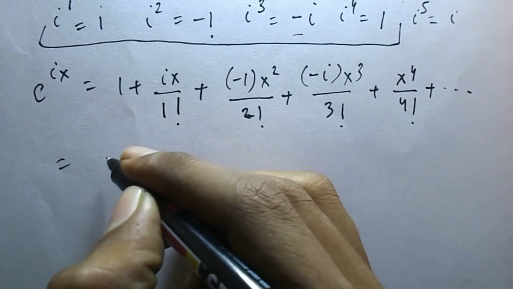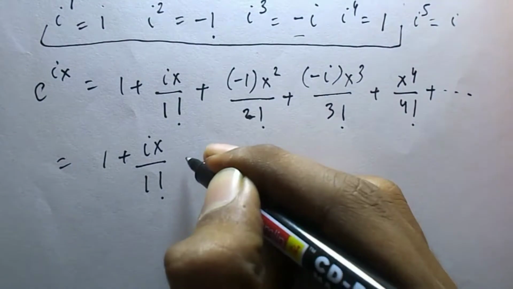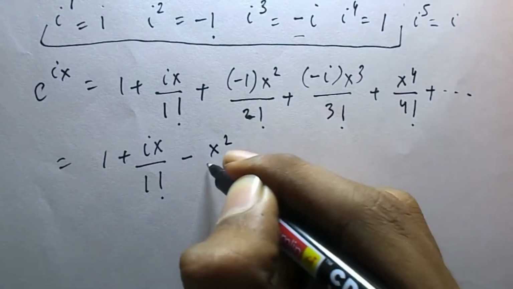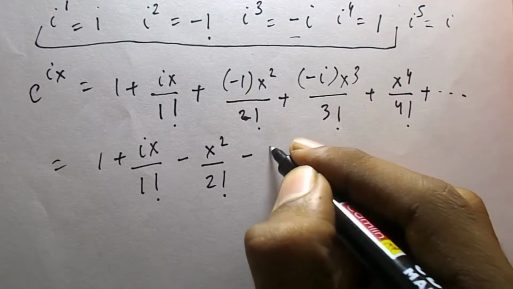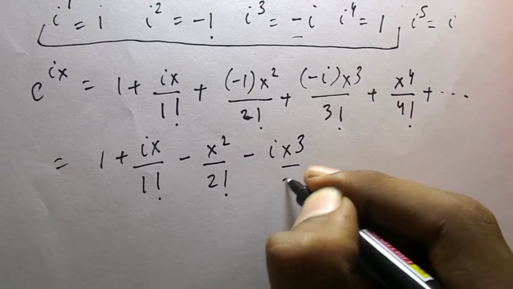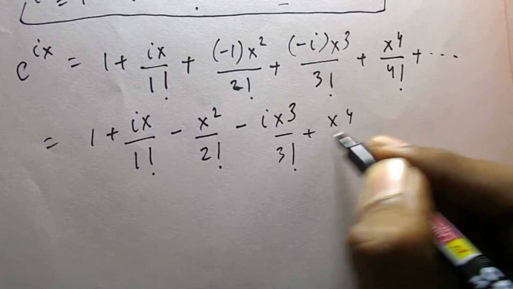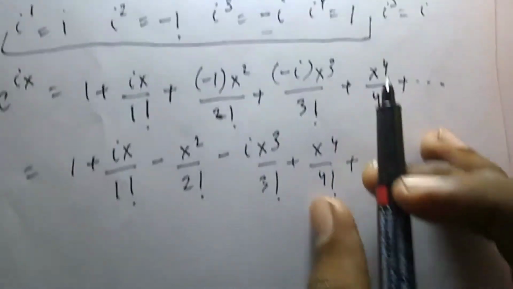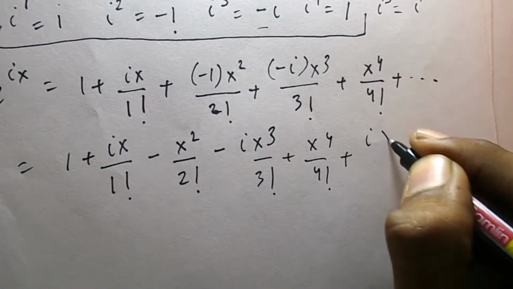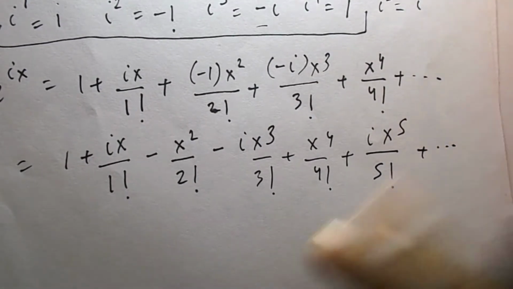Now it's just 1 plus ix by 1 factorial, minus x squared by 2 factorial, plus minus i x cubed by 3 factorial, plus x to the power 4 by 4 factorial, and if I had a fifth term it would have i, so it would have i x to the power 5 by 5 factorial, and so on.